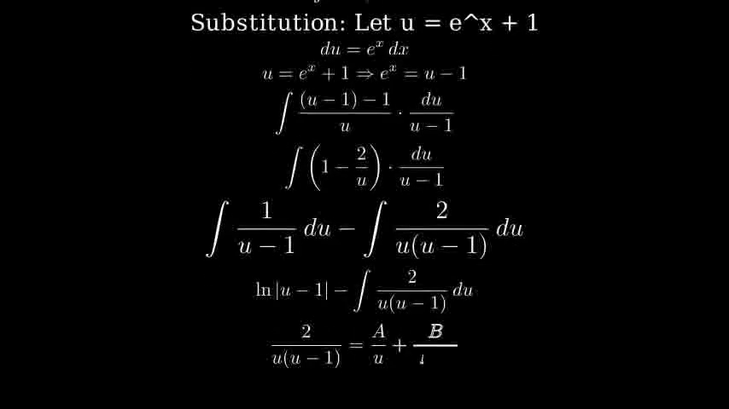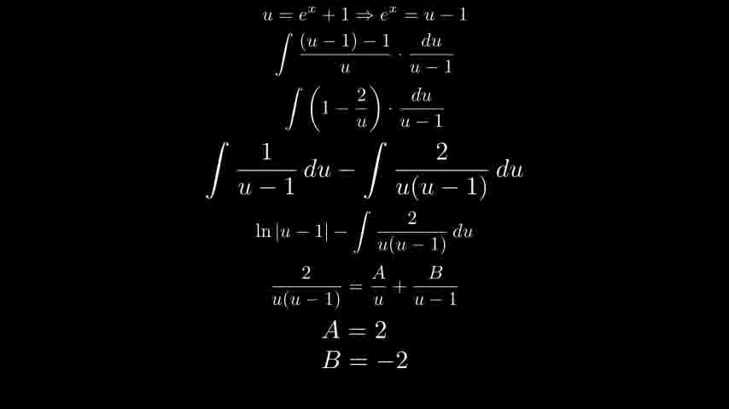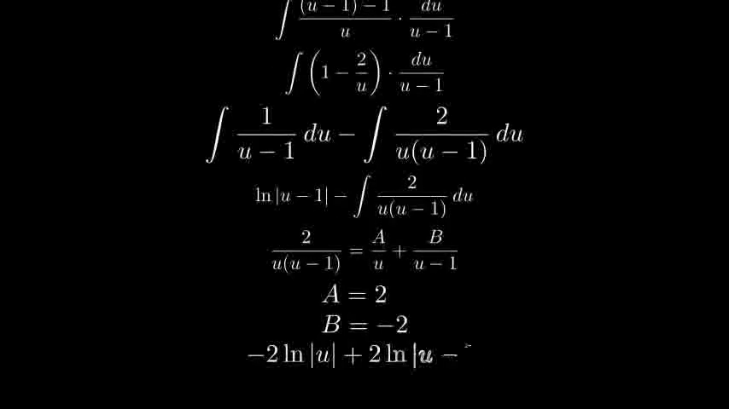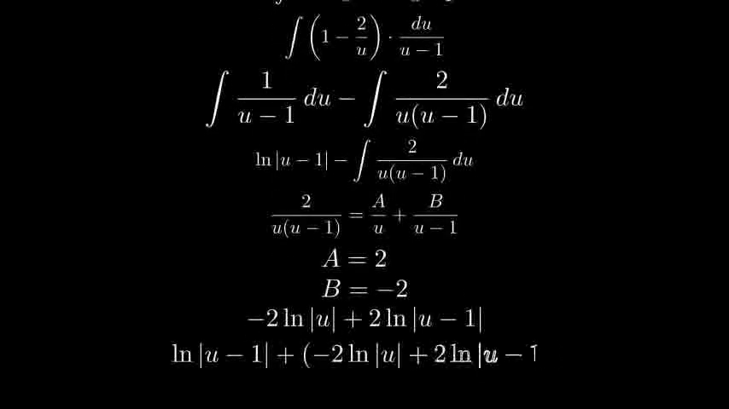Using partial fraction decomposition, we find that 2/(u(u - 1)) can be expressed as the sum of A/u plus B/(u - 1), where A equals 2 and B equals -2. Now, we can integrate each term separately. This gives us -2 times the natural logarithm of the absolute value of u plus 2 times the natural logarithm of the absolute value of u - 1.